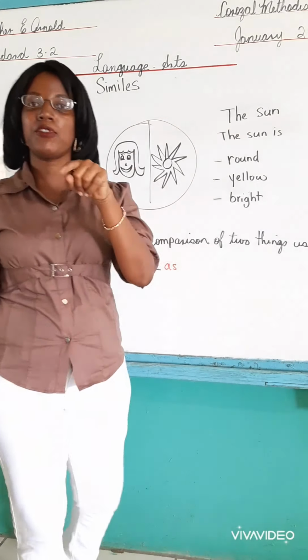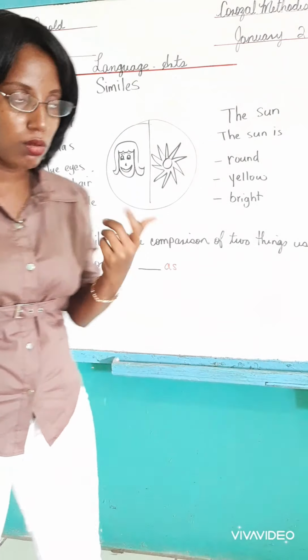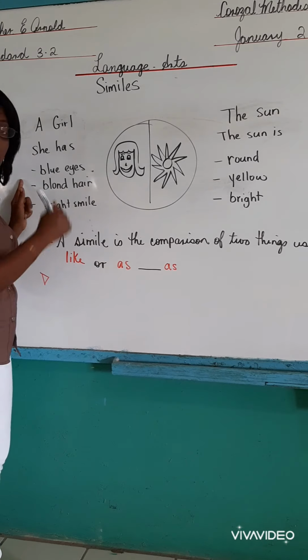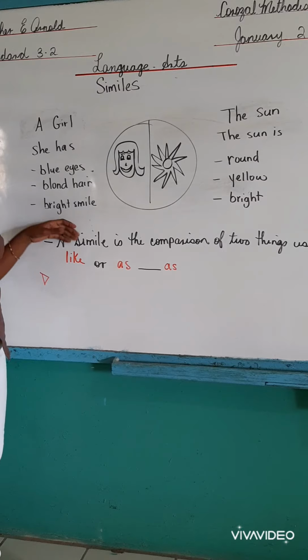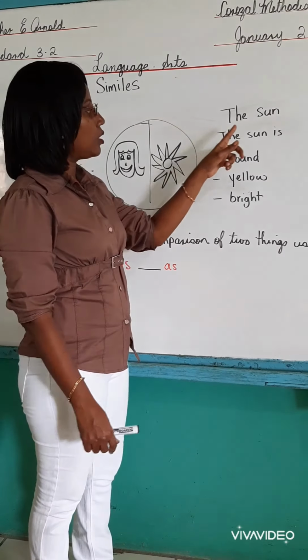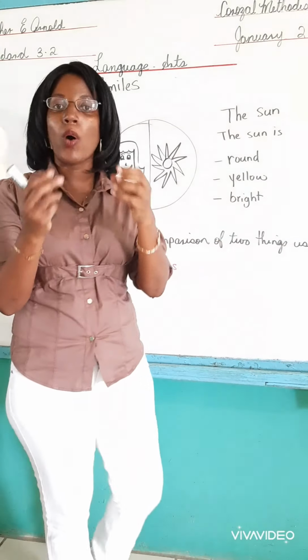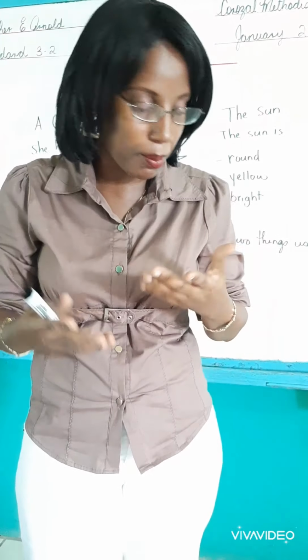So whenever you have to write a simile, you think about things you need to compare. What do they have in common? I'll say this girl has blue eyes. I say she has blonde hair. And I say she has a bright smile. I want to compare the sun. The sun is round, it's yellow, and it's bright. Now, I find something that they are familiar with, that they have the same thing in common.